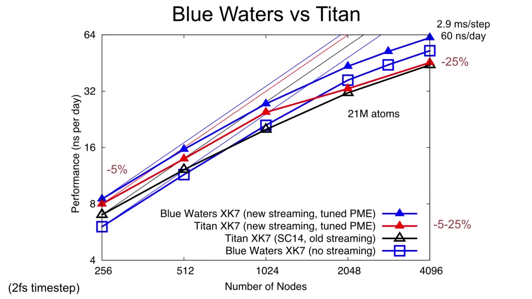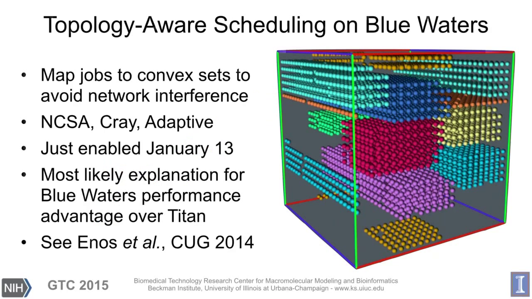Then we want to compare that to Titan. So we went and ran stuff on Titan, and Titan does significantly worse. And we also have some older results from Titan, and we see, even without these improvements, we do well up to about 1,024 nodes, not as well as Blue Waters, and then scaling sort of keels over, and eventually Titan for this simulation is 5 to 25% slower than Blue Waters, which is basically an identical machine.